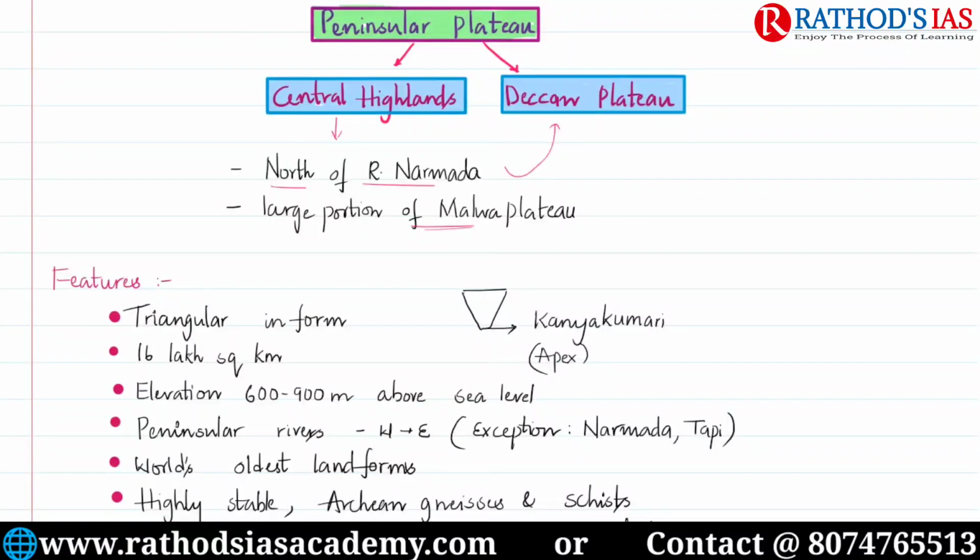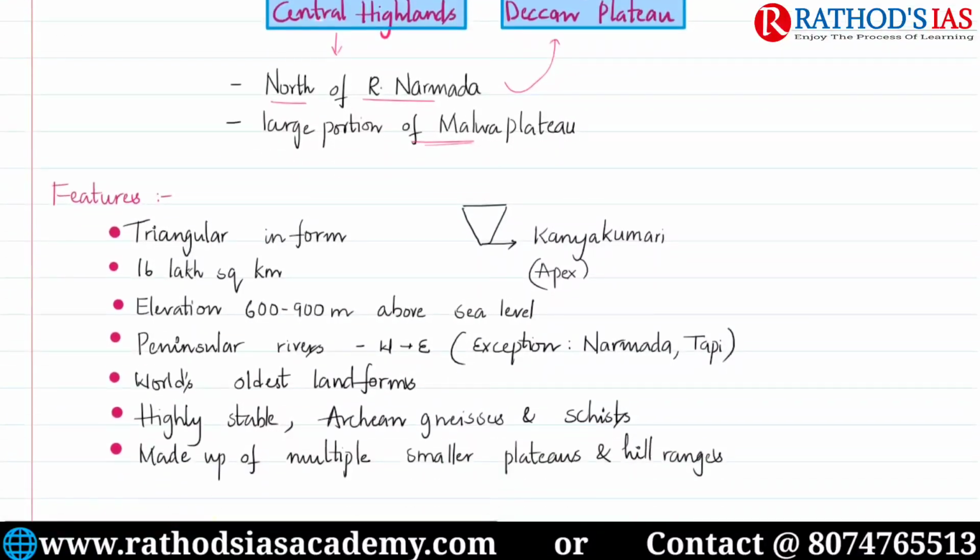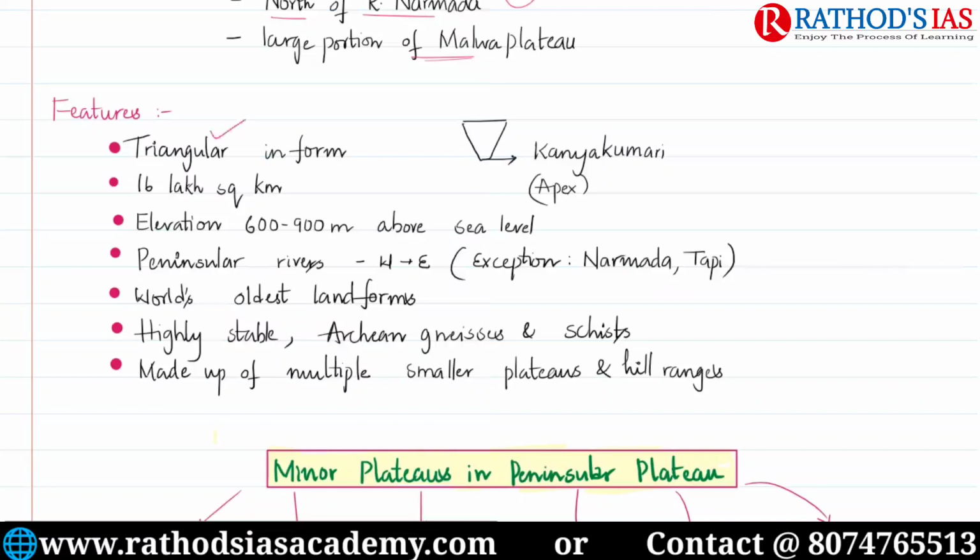If you look at the common features of the Peninsular Plateau, it is roughly triangular in shape, with its apex at Kanyakumari. The Peninsular Plateau of India covers a total area of about 16 lakh square kilometers. The average height of the plateau here is 600 to 900 meters above sea level.